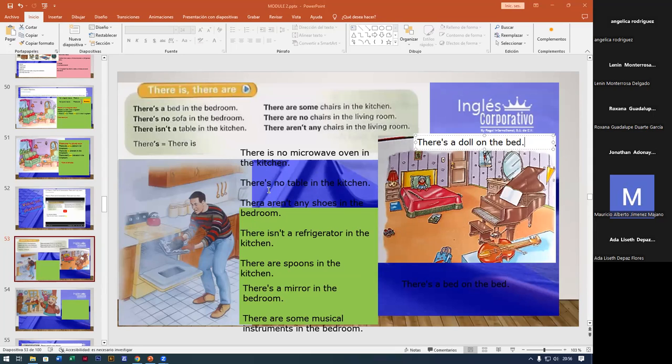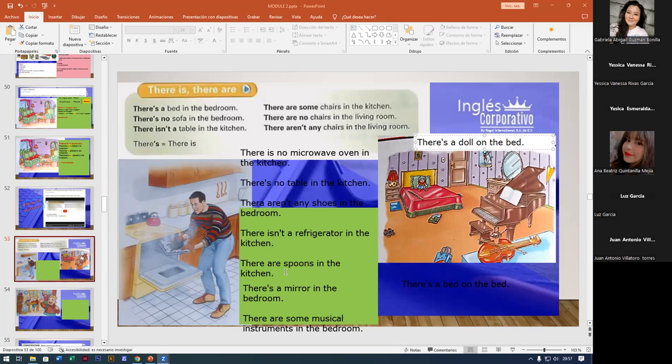Jonathan, let's continue. On the next one. There aren't any shoes in the bedroom. Thank you. Good one. Let's see, Rosana Guadalupe. There isn't a refrigerator in the kitchen. There isn't a refrigerator in the kitchen. Thank you. Lenin Monterrosa, there are spoons in the kitchen. Angélica Rodríguez. Yes, there are spoons in the kitchen. In the kitchen, thank you.